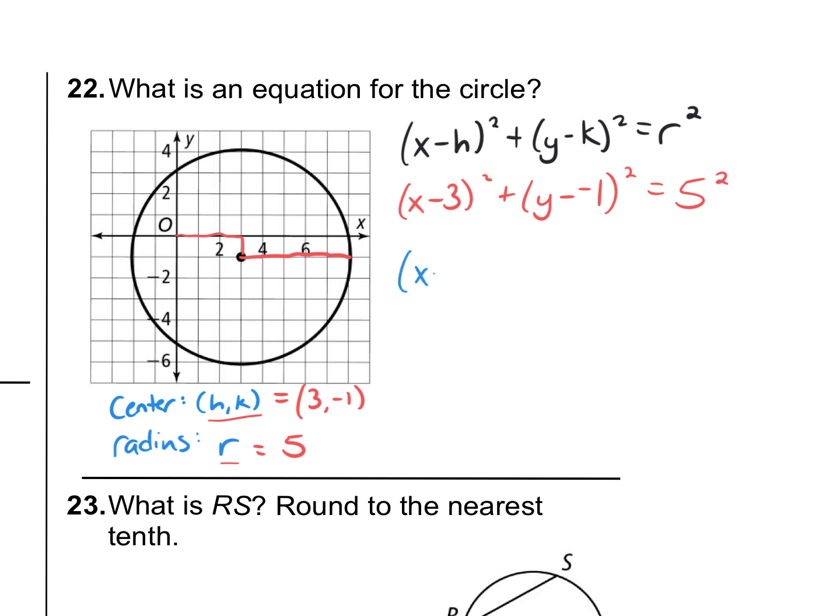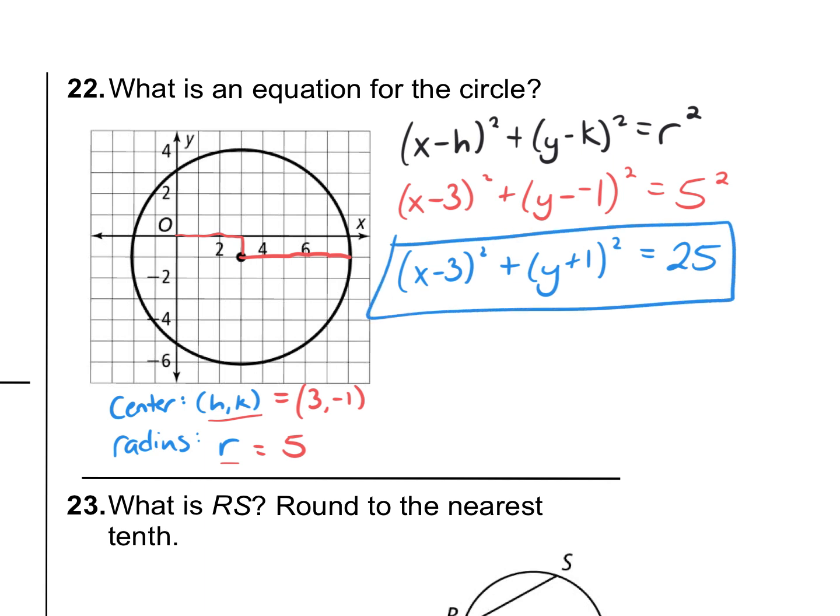So this is x minus 3 squared plus, what's this turn into? y plus 1 squared equals 25. Once you have it simplified here, that's your final answer. If you start here and you can go directly to this, that's fine. You don't have to show all that work there if you don't want to.